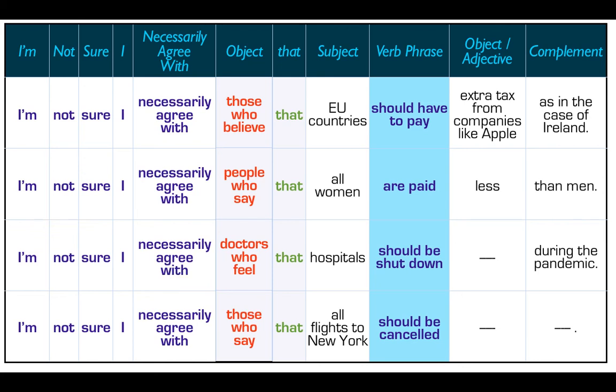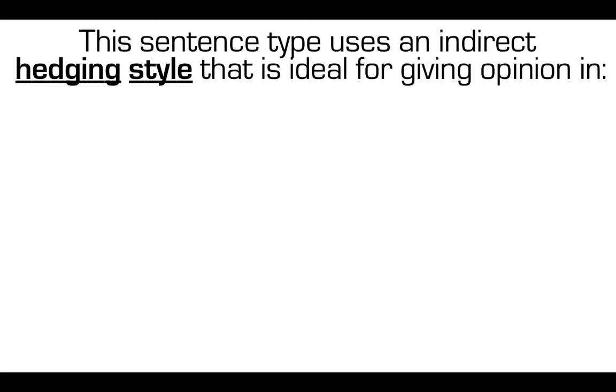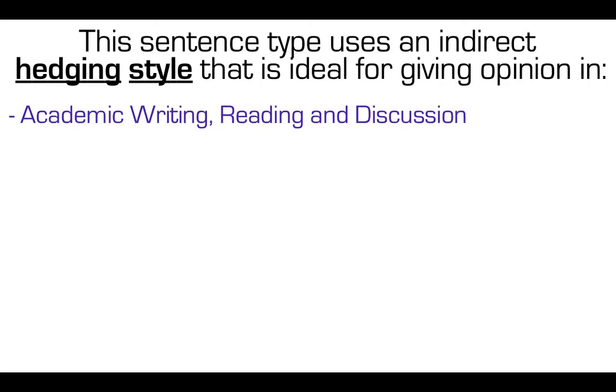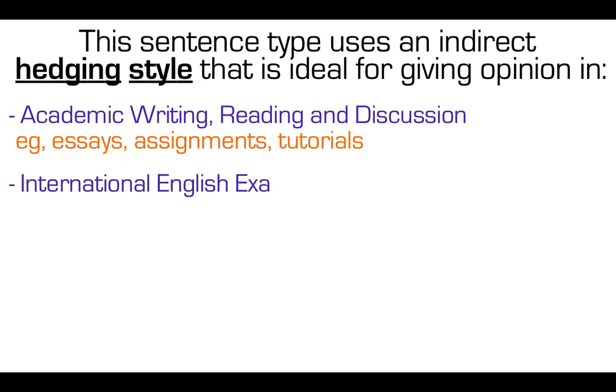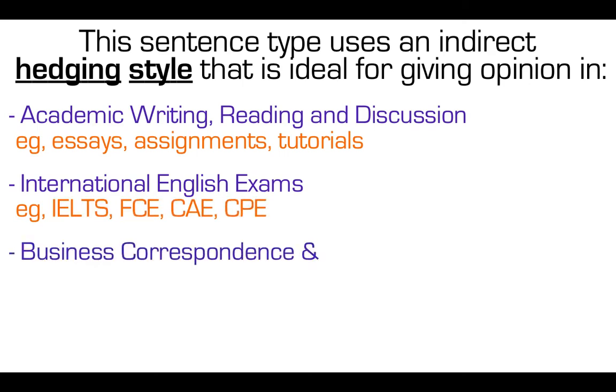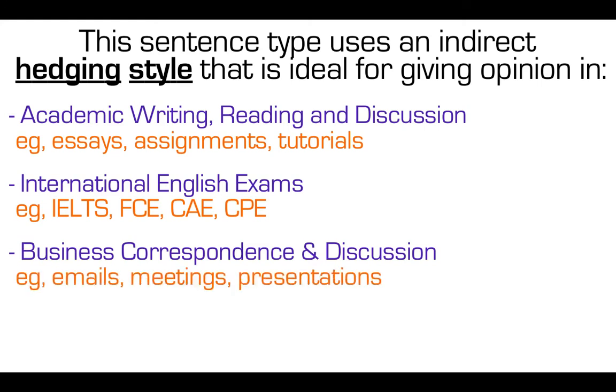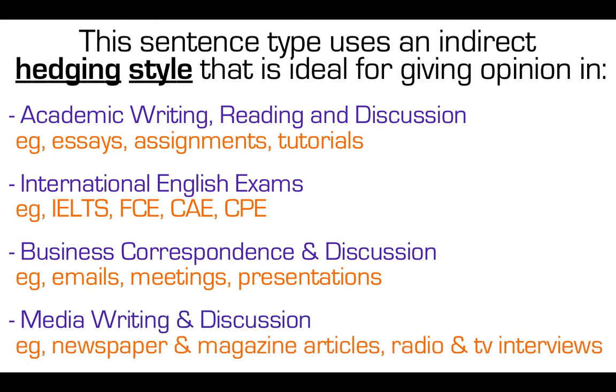like a native speaker. This sentence type uses an indirect hedging style that is ideal for giving an opinion in academic writing, reading, and discussion. So, for example, essays, assignments, tutorials. It's very good for international English exams, for example, IELTS, First Certificate, Cambridge Advanced and Cambridge Proficiency. Business correspondence and discussion, for example, emails, e-meetings and presentations, and media writing and discussion. So, for example, you'd see this in newspaper and magazine articles, radio and TV interviews.